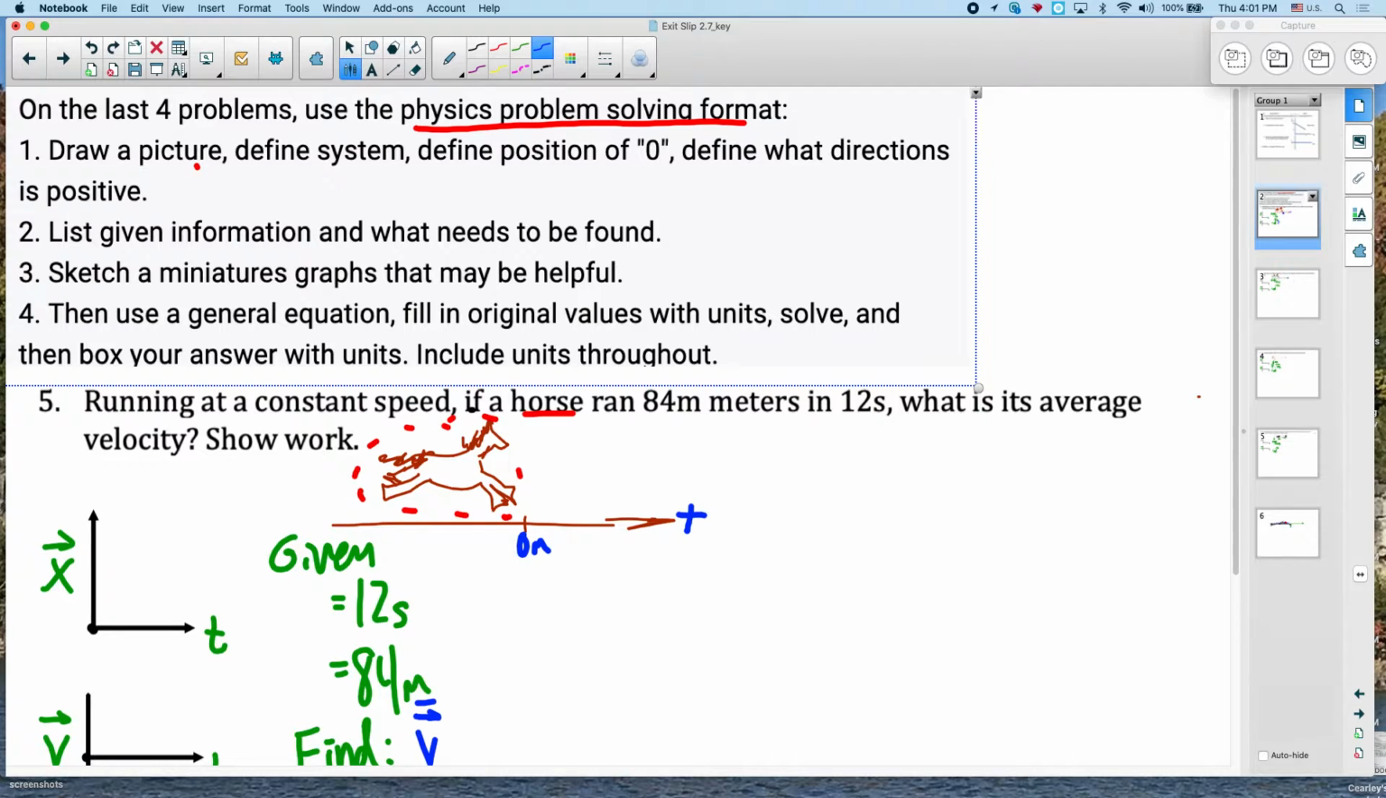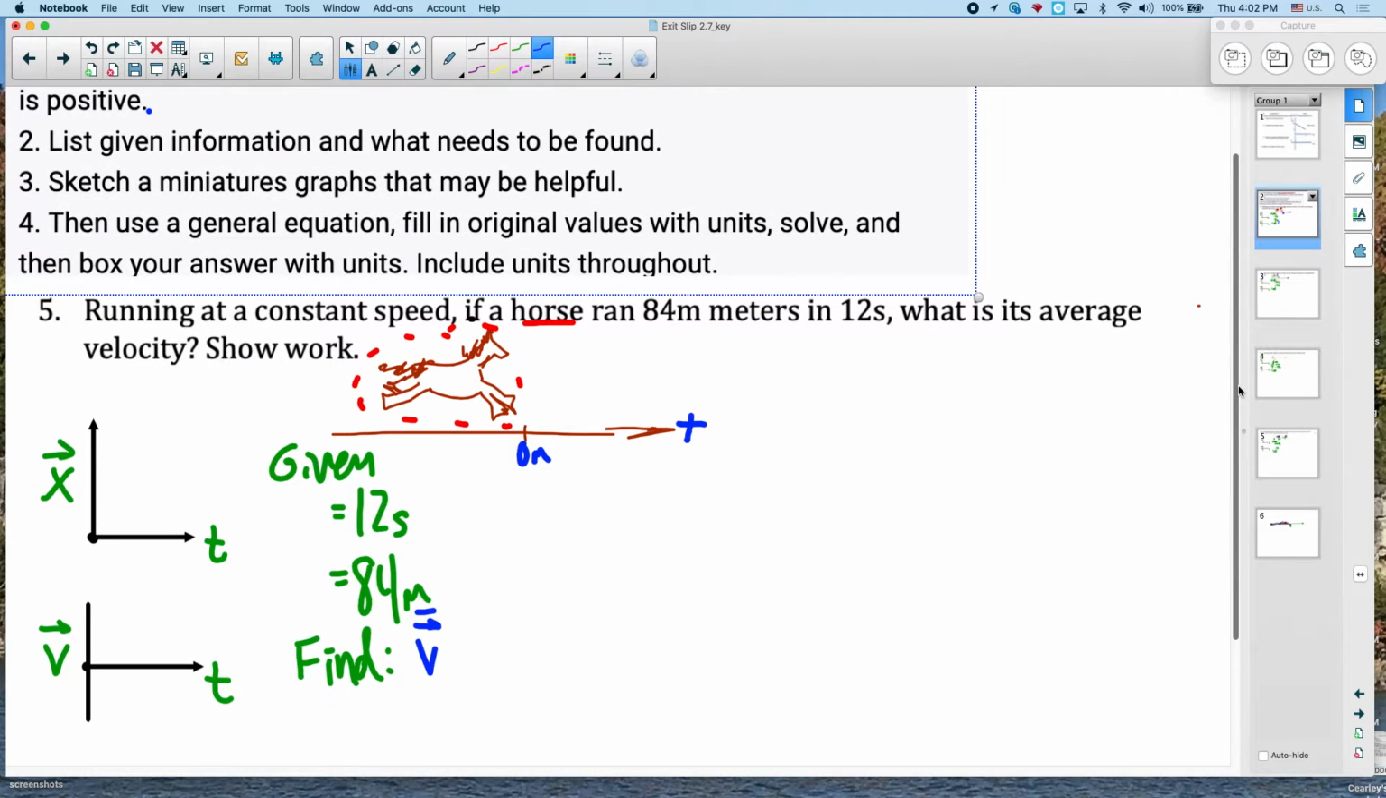They want us to define a system. We've done that. The position of 0, direction of positive. List the given information and what we're supposed to find. So in the given information, we have 12 seconds. We have to determine what that represents. Let's say that that represents the change in time. 84 meters represents our displacement.